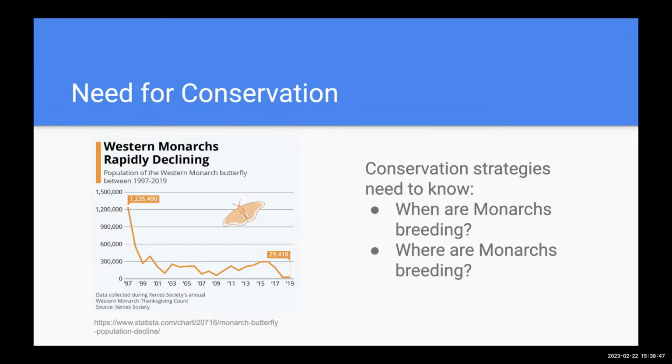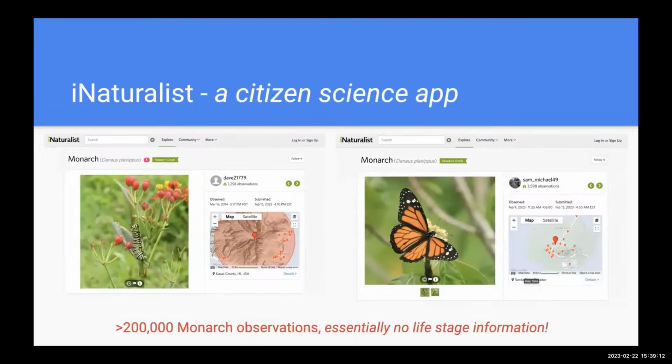There are a myriad of reasons why this population crash has happened, but scientists speculate that most of the problems are happening in the migratory breeding grounds. That includes increased pesticide use and overall habitat loss. So to develop a conservation strategy, it would be really helpful to know when and where monarchs are trying to breed. Tools like iNaturalist can provide a basis for such an approach.